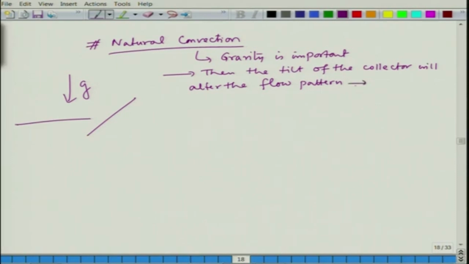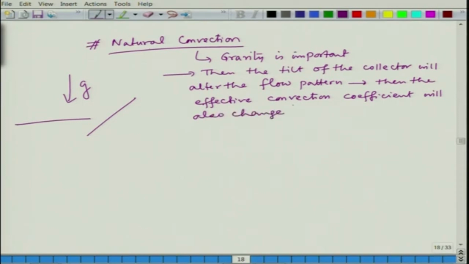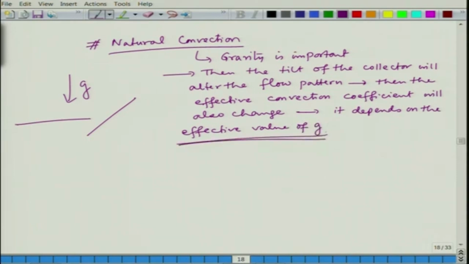Okay, and when the flow pattern is changed, then the effective convection coefficient will also change, right, because it depends on the effective value of G. Effective value of G, not the acceleration due to gravity 9.81 meter per second square, that is not the G at every tilt angle it will experience, right. So, the effective value of G will tell you the strength of the natural convection.